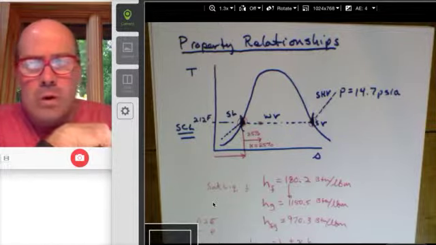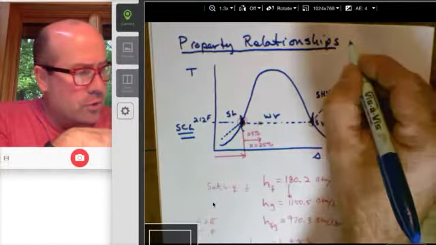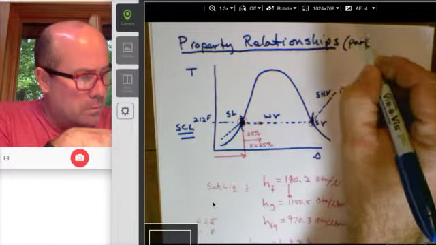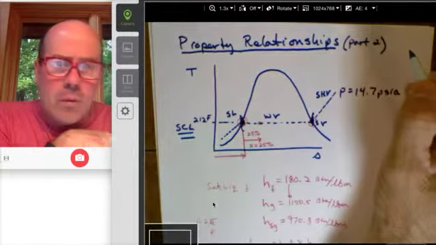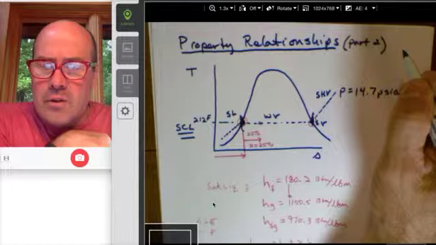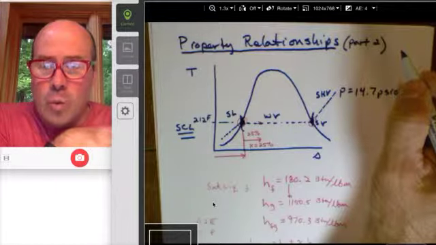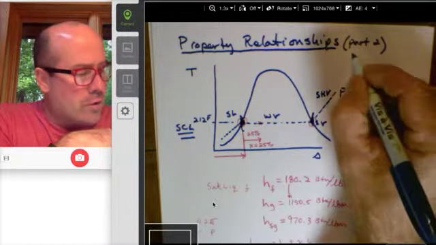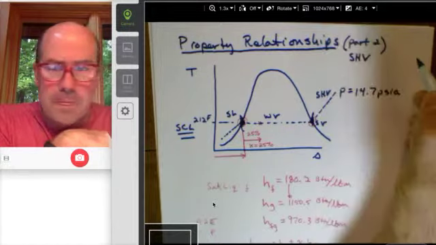Hello again. Welcome to Property Relationships Part 2. Whereas Part 1 was on saturated vapor, saturated water, Part 2 is on superheated vapor.